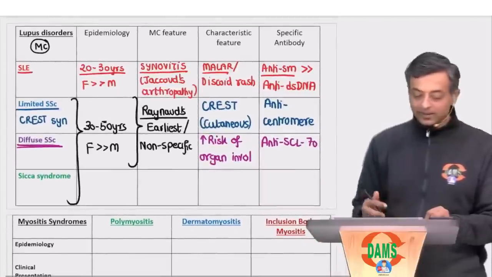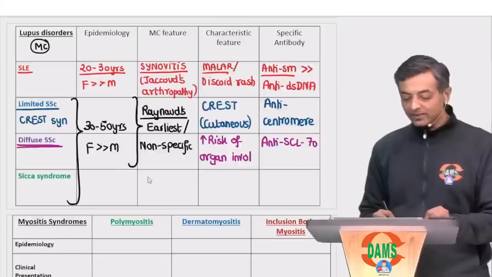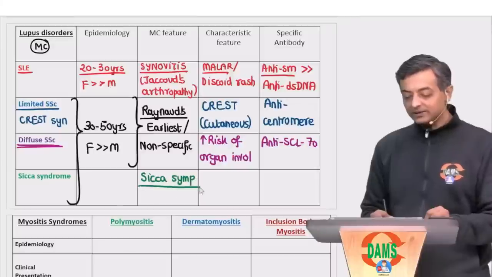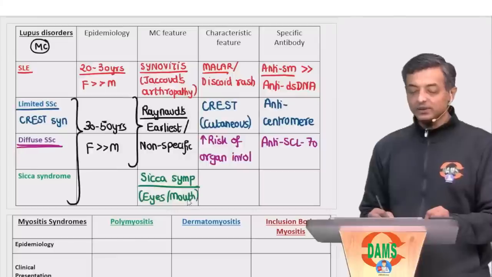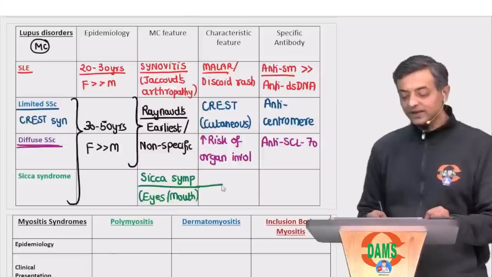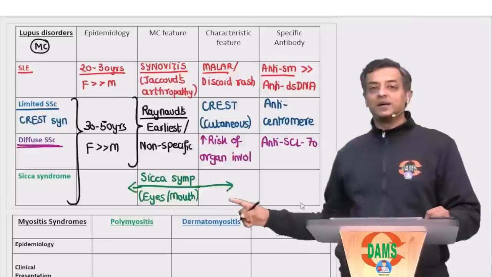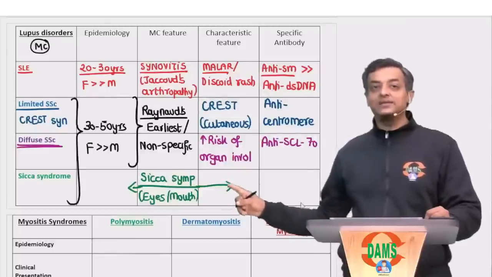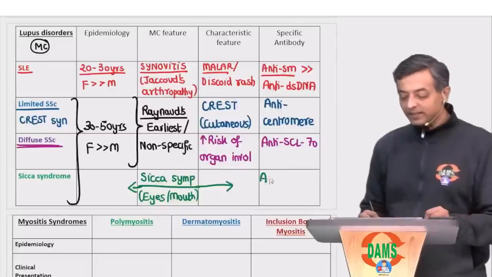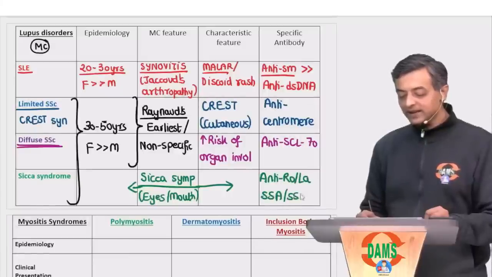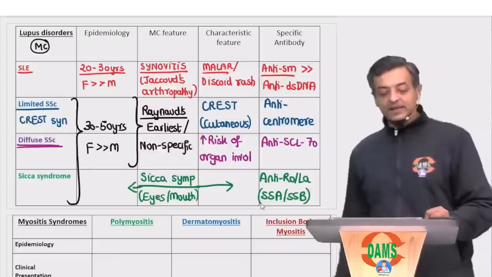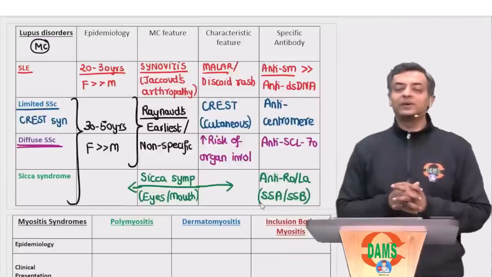Sicca syndrome, what are the points here? The most common feature is sicca symptoms: dryness of eyes, dryness of mouth, and the specific feature is also the same. So both the common and specific feature are sicca symptoms, because the most commonly affected organ is the exocrine gland. The specific antibodies are anti-Ro and anti-La, also known as SSA and SSB. SSA and SSB, that's what we want to remember, right?